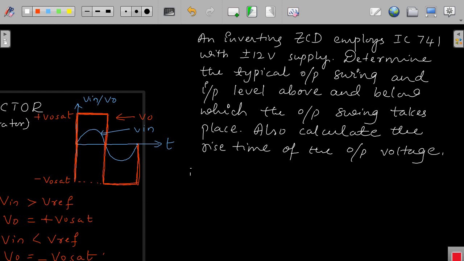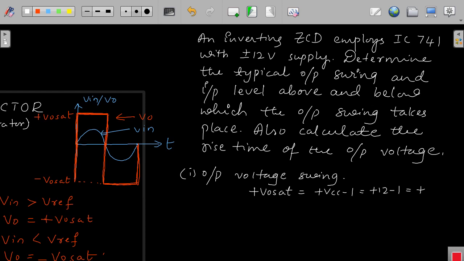The first one, the output voltage swing. An inverting ZCD employs IC741 with plus or minus 12 volt supply. Determine the output voltage swing and the input level above and below which the output swing takes place. Also calculate the rise time of the output voltage. So what is the output voltage swing? Plus V naught sat is equal to plus VCC minus 1. So it is plus 12 minus 1, that is plus 11 volt.